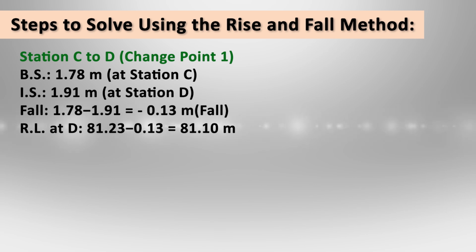So, for calculating reduced level at D, the reduced level at C minus the fall, that is 81.23 minus 0.13, which will be equal to 81.10 meter.